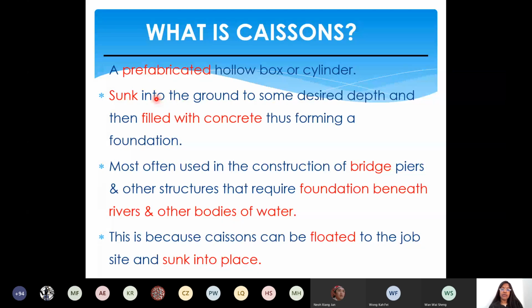They are all the hollow type, like a shaft pile. They dig the outer layer first to the desired depth, and then fill with concrete with the reinforcement. Whenever I say concrete, take it as RCC, reinforced concrete. Most often used in the construction of bridge piers and other structures that require foundation beneath rivers and other bodies of water. Wherever the structure is sitting on the water, you can go for caisson type.